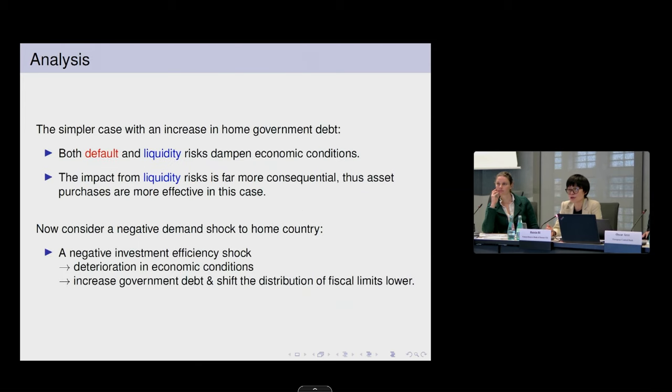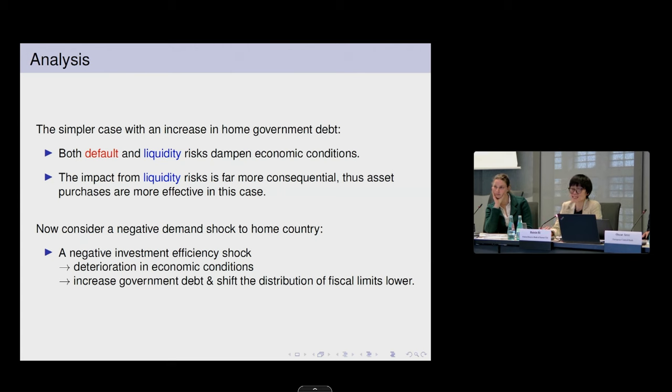Okay, so before I go to the next exercise, let me quickly summarize: as I said, both default and liquidity risk can dampen economic conditions here. When you have increased government debt, you have a high default risk. But the impact from liquidity risk is far more consequential. Therefore, the asset purchase becomes more effective in this case.